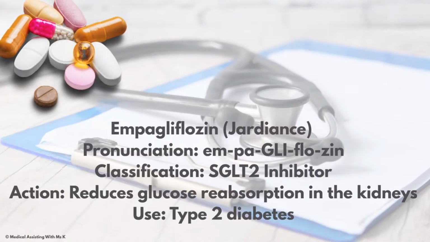Empagliflozin. I'm sorry, Jardiance. Jardiance is the brand name. The generic is empagliflozin. The classification is the SGLT2 inhibitor. It reduces glucose reabsorption in the kidneys. It is used for type 2 diabetes.